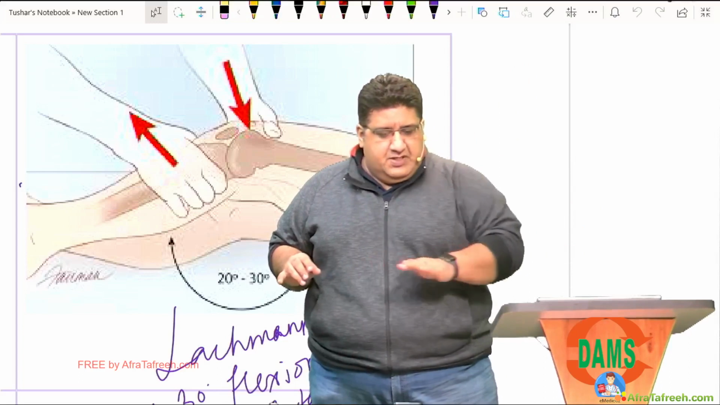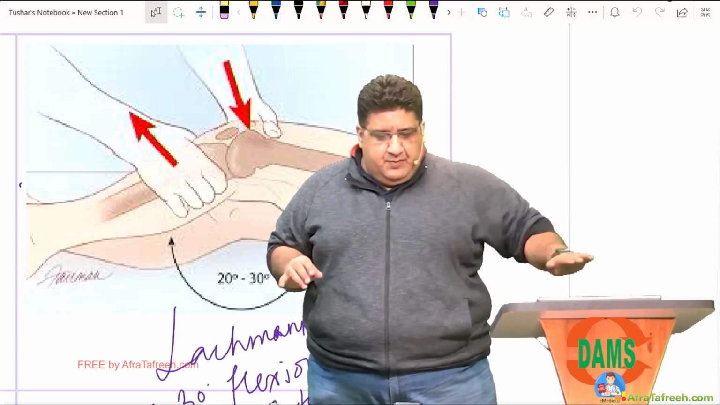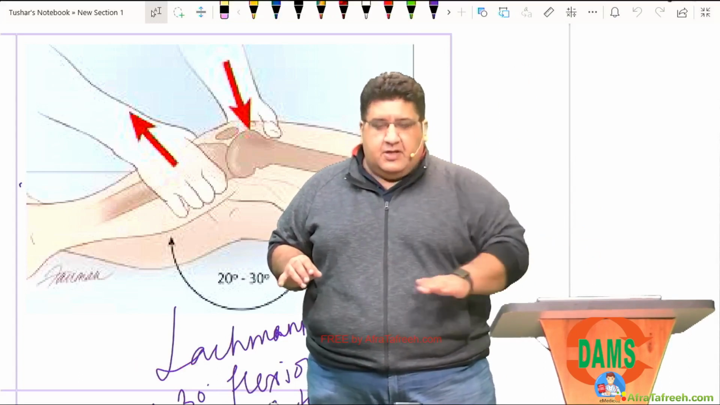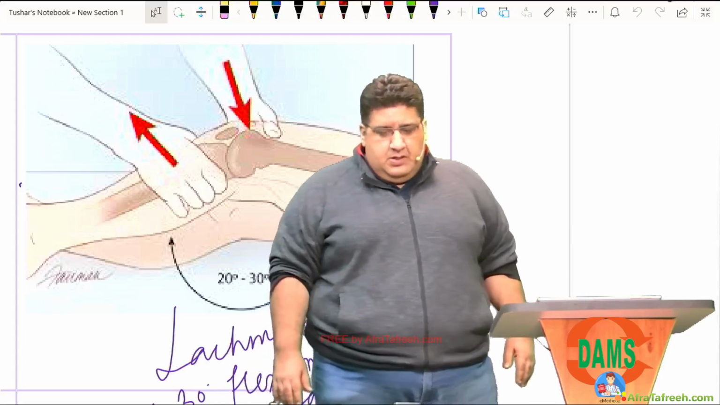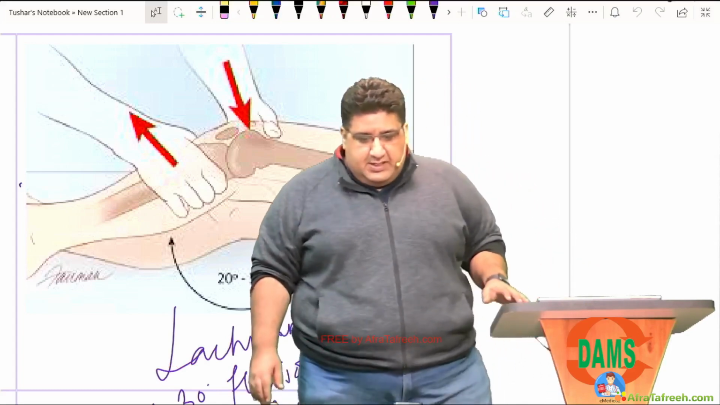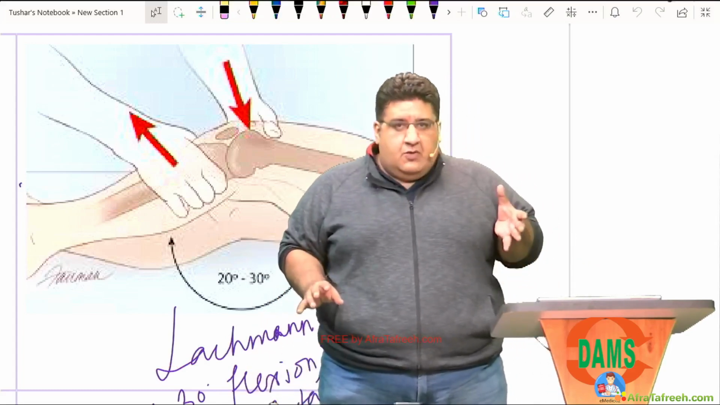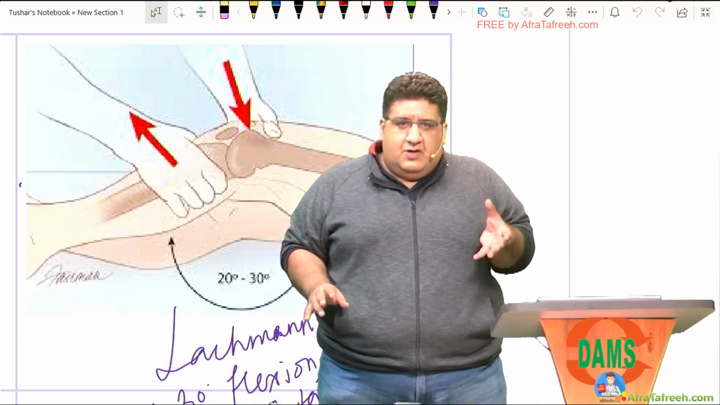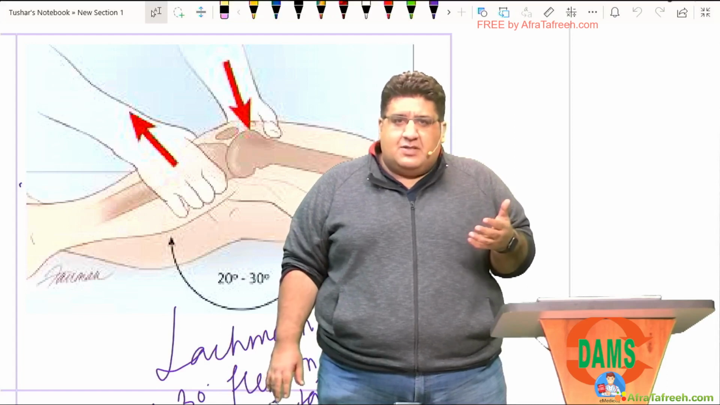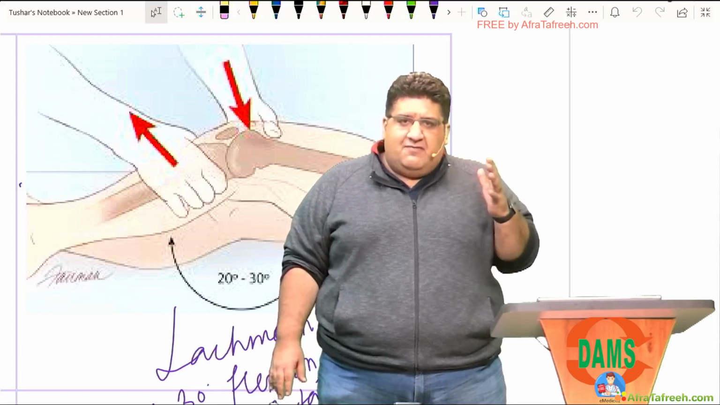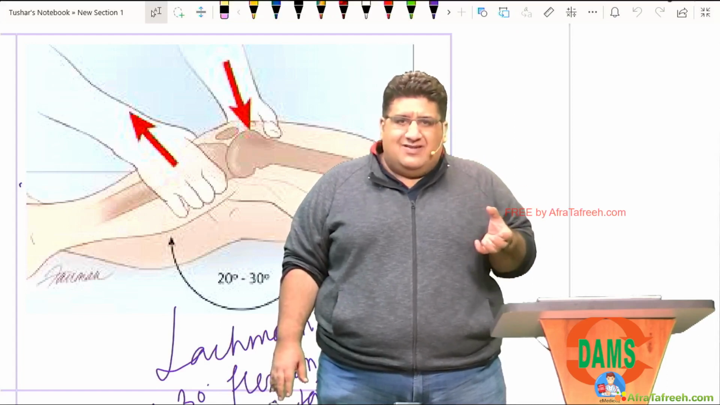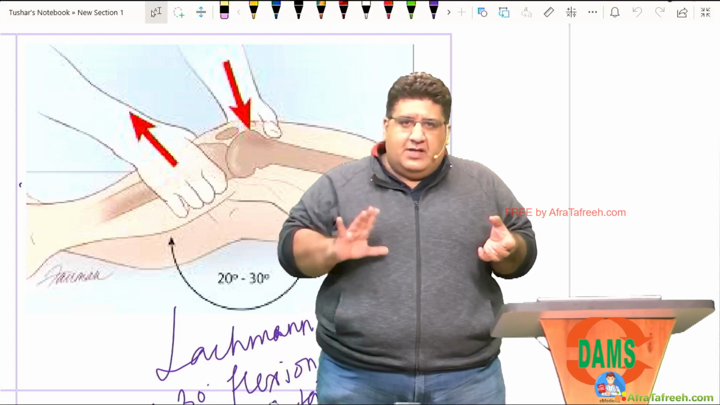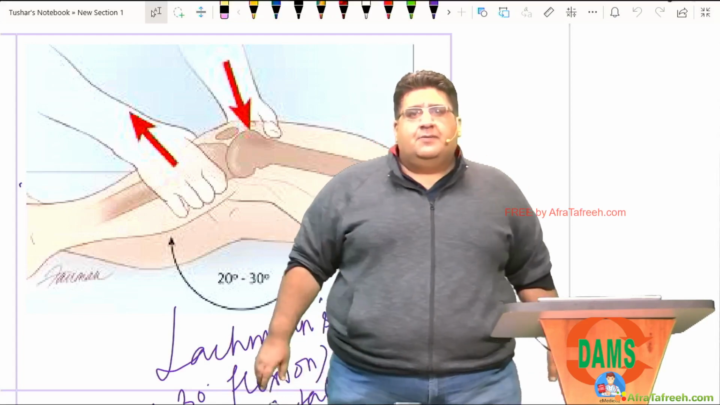So the patient is lying down supine. Now with your left hand, let's hold the distal thigh, I must say, not the femur. With your right hand, let's hold the proximal leg.